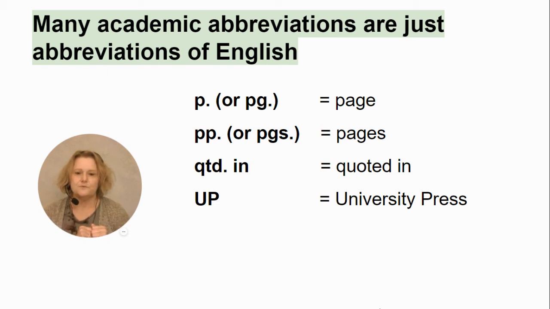And then a last one that might be a little confusing in bibliographies and works cited lists is UP. This stands for University Press, and it will come after a name of a university because many universities print their own books. Hopefully this helps.